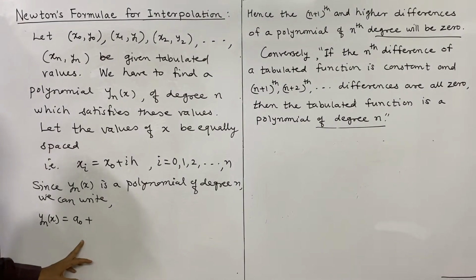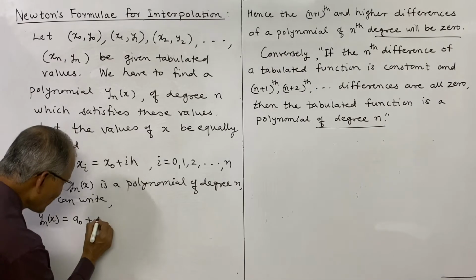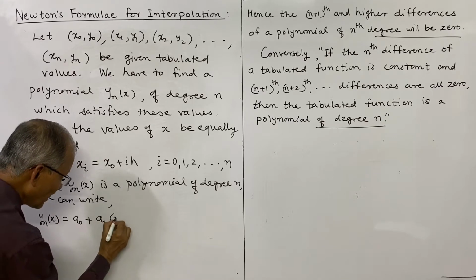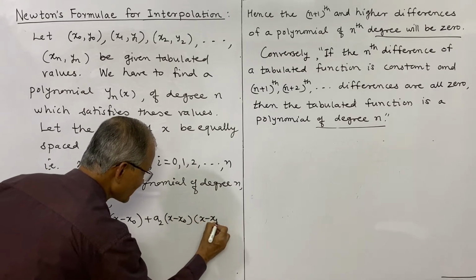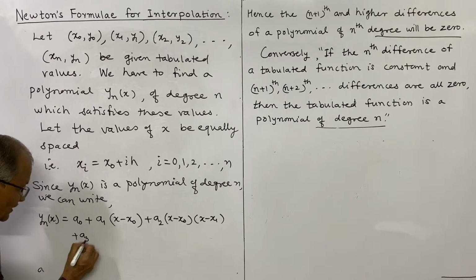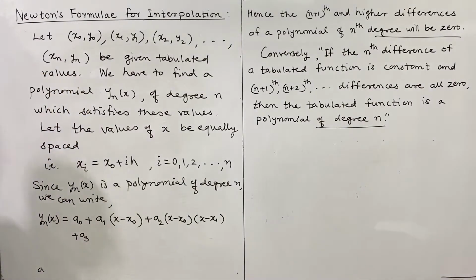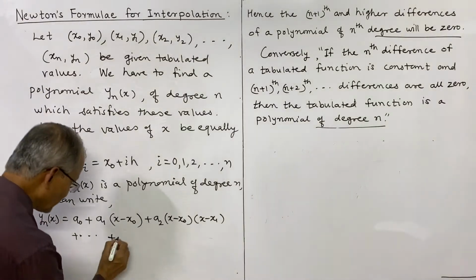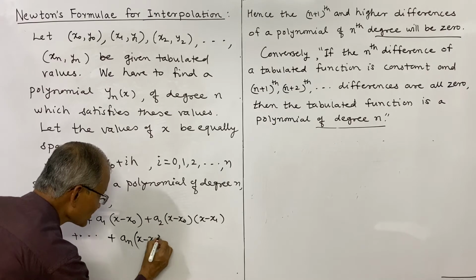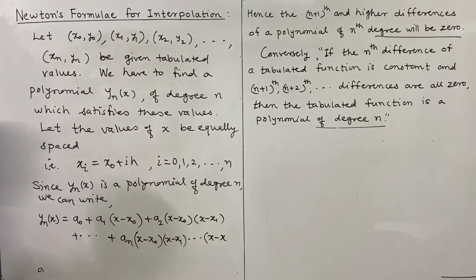Now we consider the constant term as a naught, and then the higher terms: plus a1 into (x minus x naught), plus a2 into (x minus x naught) into (x minus x1), and plus a3 into (x minus x naught) into (x minus x1) into (x minus x2), and so on, plus dot dot up to the last term, an, and the terms will be (x minus x naught), (x minus x1), so on up to (x minus xn minus 1).